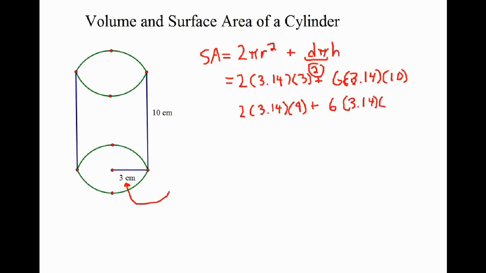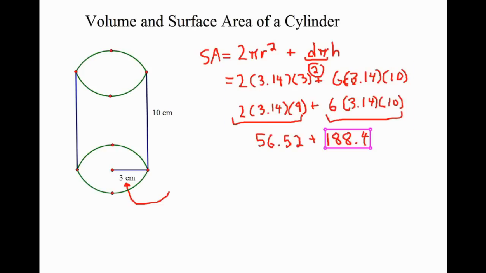Well, if we continue to follow order of operations, the next thing we have to do is the multiplication. We can go ahead and do all of the multiplication here and all of the multiplication here. And when we do those two multiplication questions, 2 times 3.14 times 9 is 56.52. 6 times 3.14 times 10 is 188.4. And then all we need to do is add those two areas together. And now that we have our final answer, we do want to include the unit in our final answer. Because we're talking about area here, we're talking about the size of a two-dimensional shape, so it'll always be in units to the power of 2.